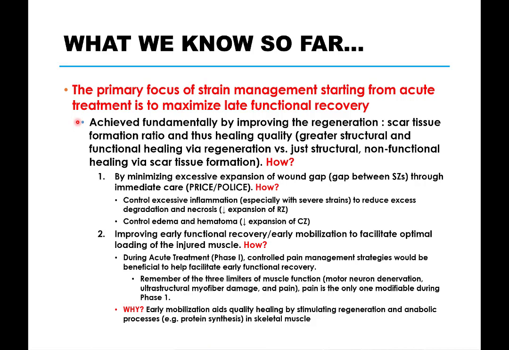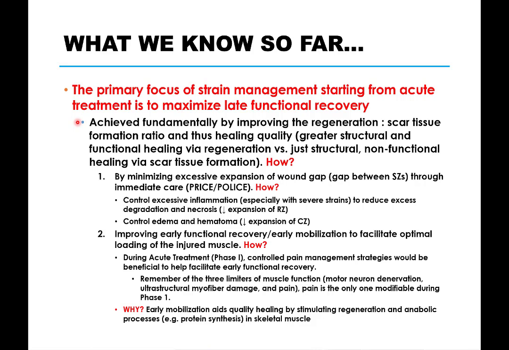So how is late functional recovery optimized, at least fundamentally speaking? It is achieved by facilitation of quality healing, which was defined as a greater muscle regeneration to scar tissue formation ratio. We want both structural and functional healing via regeneration of muscle versus just structural and non-functional healing via connective scar tissue formation. In simpler terms, we want to facilitate muscle regeneration and prevent fibrosis, which is excessive scar tissue formation.